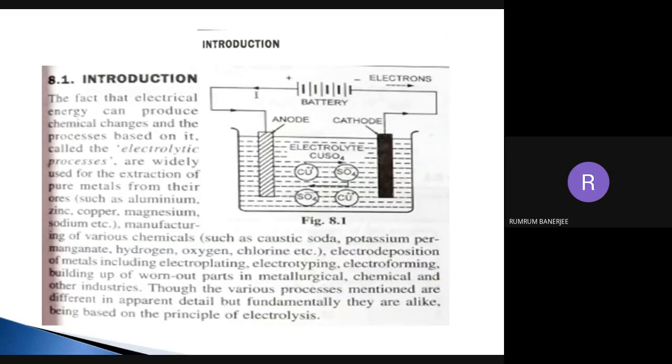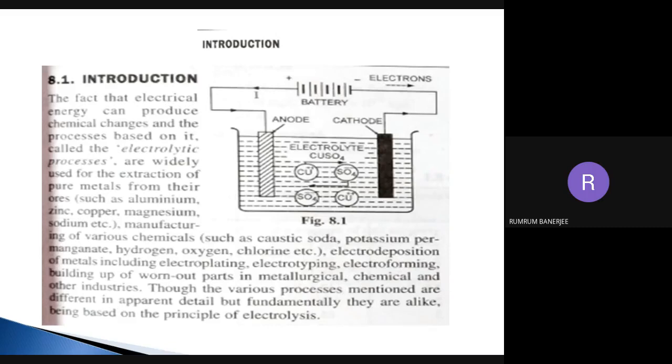The fact that electrical energy can produce chemical changes, and a process based on it called the electrolytic process, are widely used for extraction of pure metals from their ores, such as aluminium, zinc, copper, magnesium, sodium, etc. Manufacturing of various chemicals such as caustic soda, potassium permanganate, hydrogen, oxygen, chlorine, etc. Electrodeposition of metals including electroplating, electrotyping, electroforming, and building up of worn out parts in metallurgical, chemical and other industries.